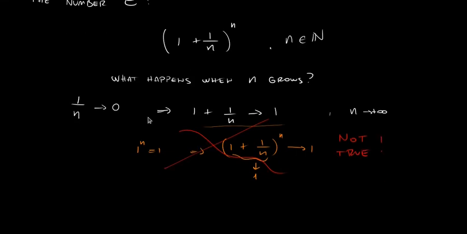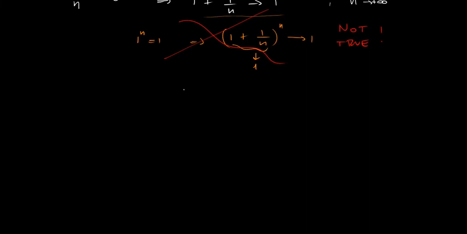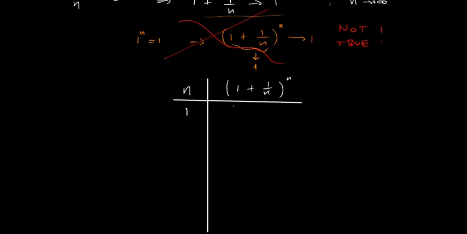And to notice this, we're going to work with a table of values. On one side, we're going to write values of n, and on the other side, values of 1 plus 1 over n to the power n. When n equals 1, we have 1 plus 1 over 1 to the power 1, so this is 1 plus 1 to the power 1, which is 2. When n equals 10, I'm not going to do the calculation, you can check it with the calculator. The result of this expression is 2.594.